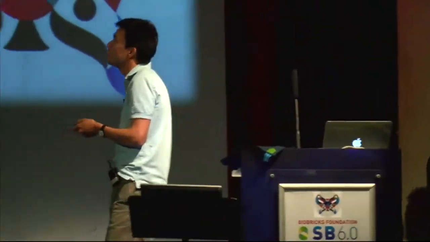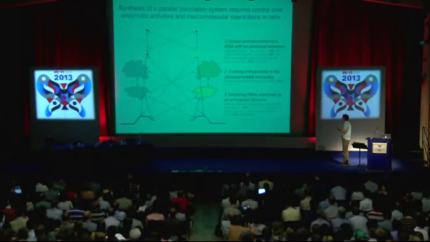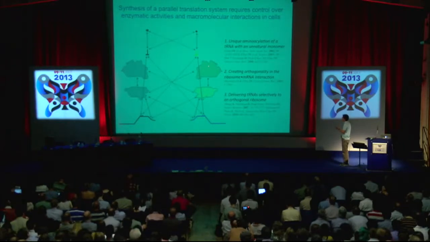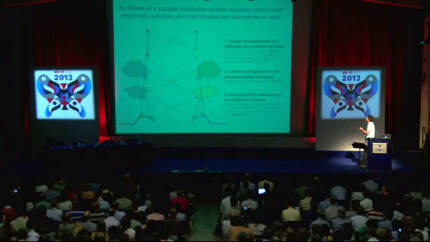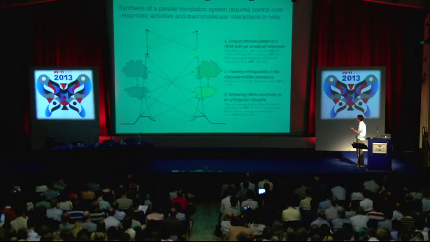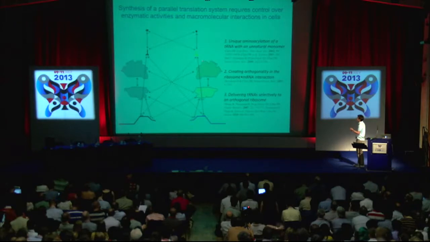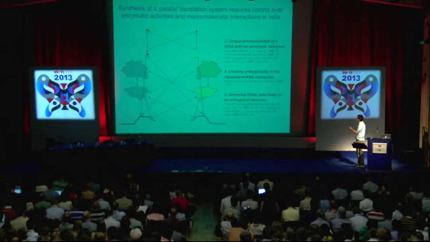And so over a number of years, we've addressed some of the challenges in building this parallel independent translation system for incorporating unnatural amino acids into proteins, unnatural monomers into proteins. And I'm going to walk you through some of the challenges or some of the strategies that we've taken to do this. And this really involves building particular modules that have particular functions, and then putting those modules together to build a new translation system. So the first question is, how do you aminoacylate a tRNA with new unnatural monomers?